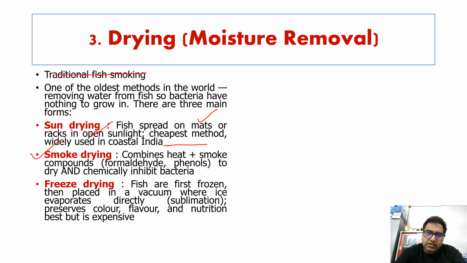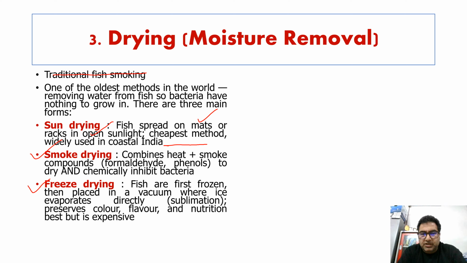So it is a combination of the heat and smoke, and some other compounds such as formaldehyde, aldehydes, phenols, which are present in the smoke, they also inhibit the growth of the bacteria. So drying by smoking is also one of the best methods of fish preservation.